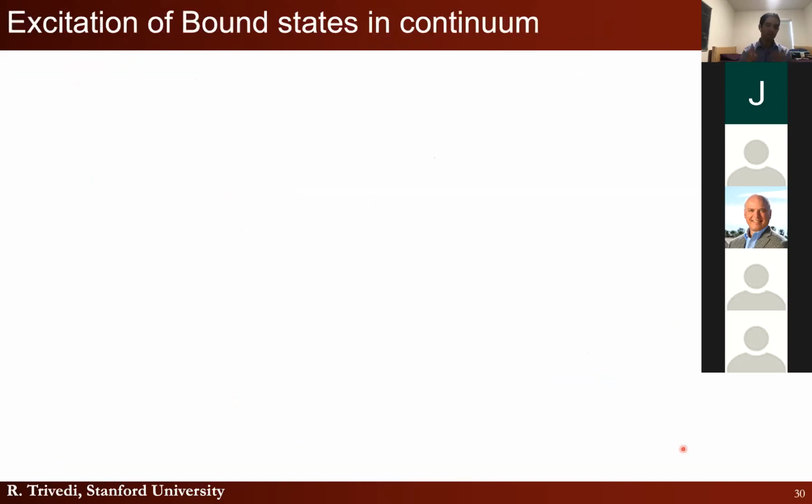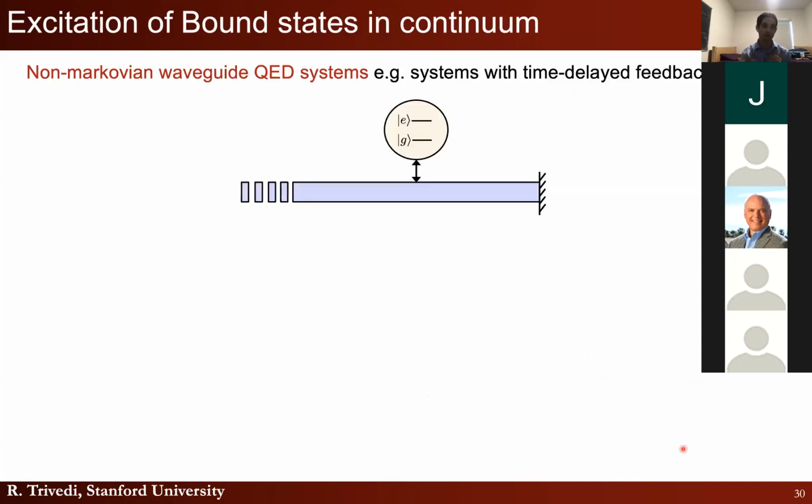Okay, so finally, let me go on to the last example, which was related more to memory and not really to non-classical light storage. Here we were looking at these non-Markovian waveguide QED systems, systems in which you have a two-level system coupled to the bath. For example, you can introduce a time delay, and the presence of this time delay and feedback would make the system effectively non-Markovian in nature.